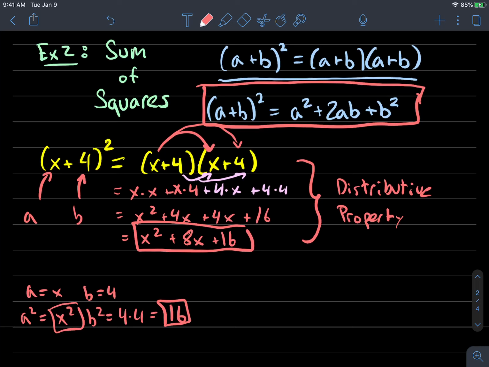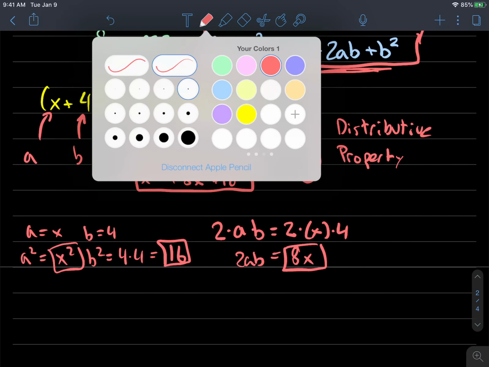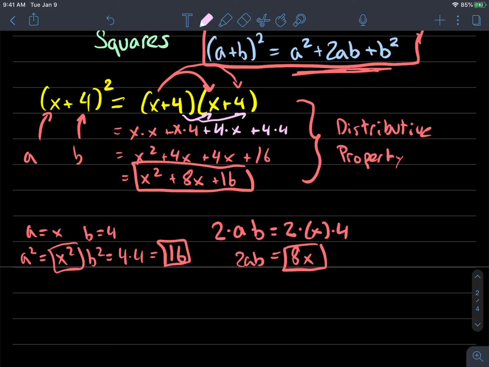All right, and here we have to find something else. We have to find 2 times a times b. So it's going to be 2 times x times 4, which is 2 times 4, which is 8, and then times the x. So our 2ab is equal to 8x. Now if you plug it back in, you're going to get x squared plus 2ab, which is 8x, plus b squared, which is 16. So we got (x plus 4) squared is equal to this.